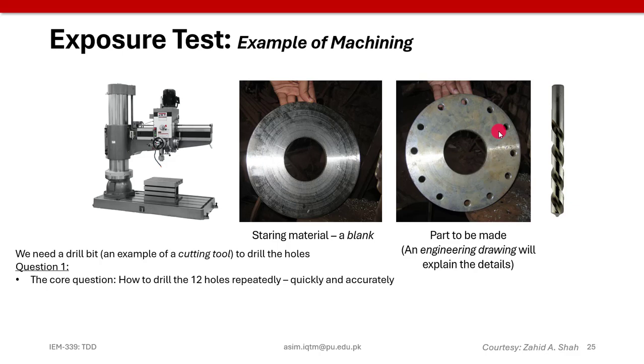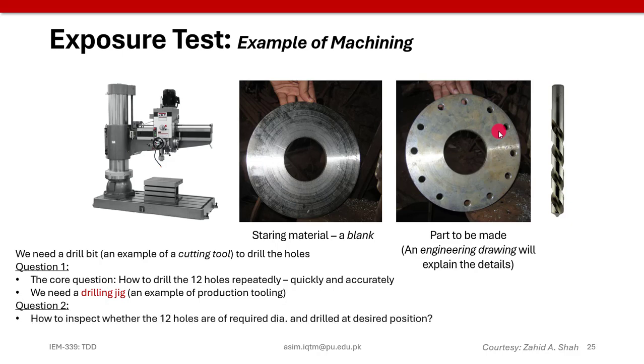So the question one is the core question here: how to drill the 12 holes repeatedly, quickly, and accurately? For that, we need the drilling jig, an example of the production tooling, and how can we inspect whether these 12 holes are accurately drilled at their desired position? We need the inspection gauge.